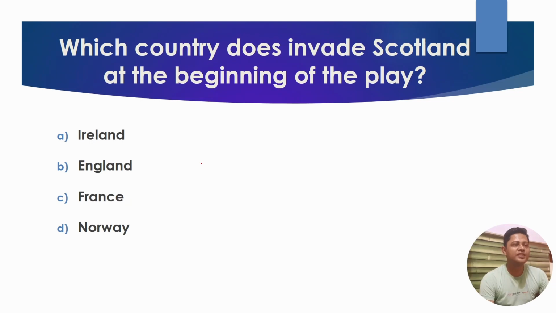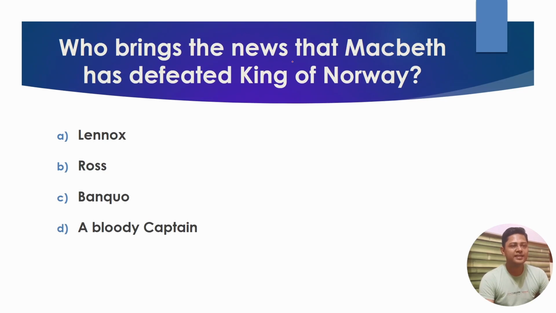The next question is, which country does invade Scotland at the beginning of the play? So Macbeth begins with a war, and the war is with Norway. Who brings the news that Macbeth has defeated King of Norway? The correct answer is Ross. Most of the important news is provided by Ross.